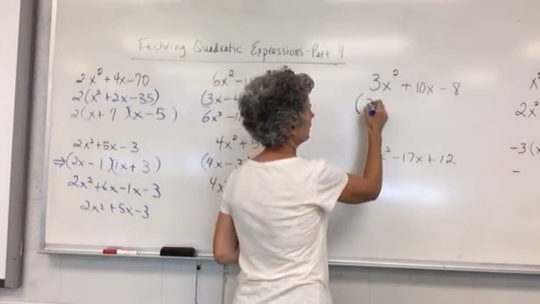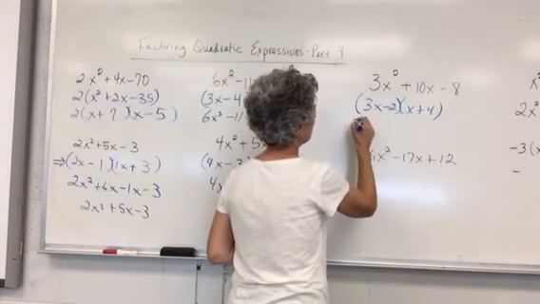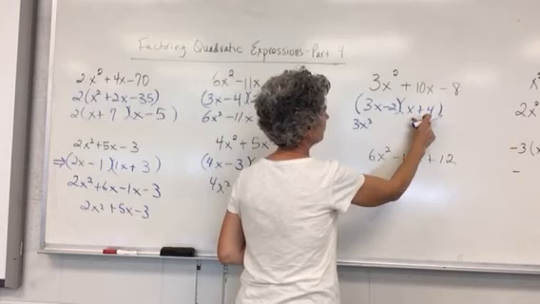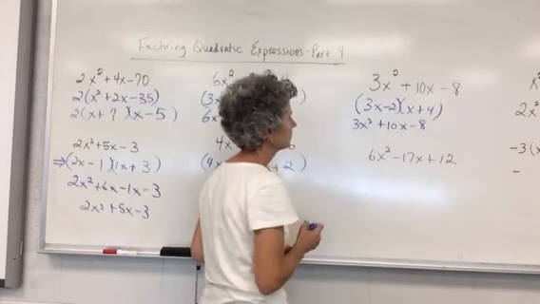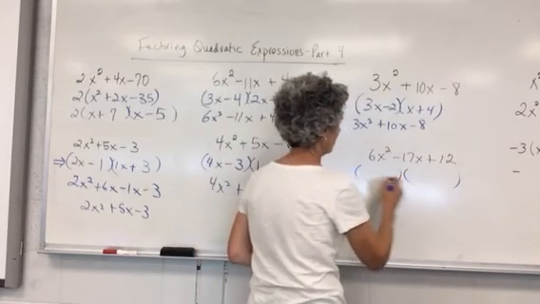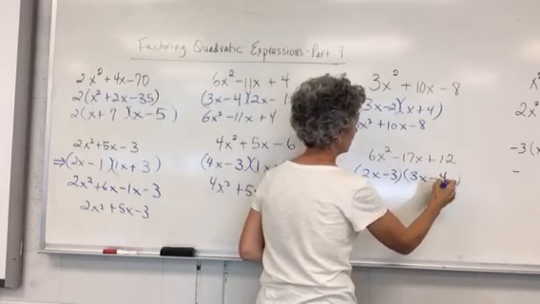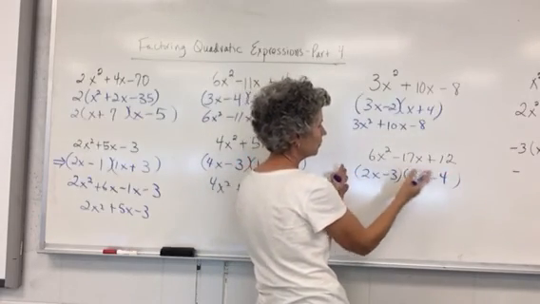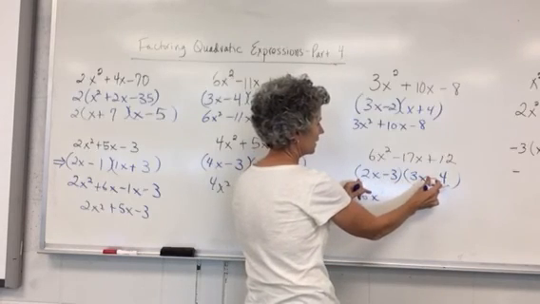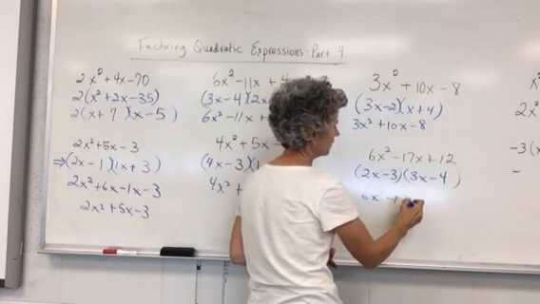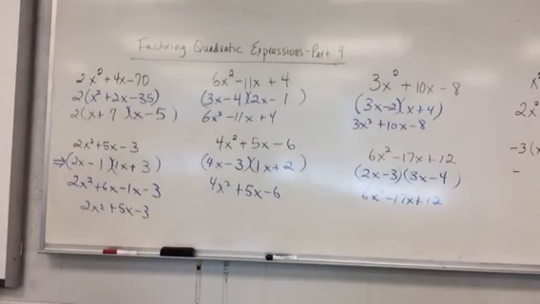Okay, and this one was 3x minus 2 and x plus 4. It'll give us 3x squared plus 12x minus 2x is plus 10x minus 8. And here, 2x minus 3 and 3x minus 4. Lots of options didn't work because of that GCF rule. So we get 6x squared minus an 8x minus a 9x, which is minus 17x plus 12. And that is the end of factoring for quadratic.